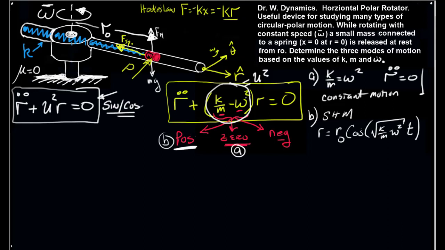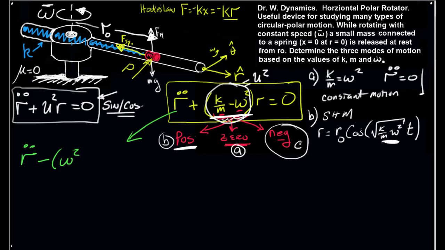Now let's take a look at the third case, C, where it's negative. For the case where it becomes negative, we have an interesting problem here, is that we're often taking square roots of this, and we can't take a square root of that negative number. So to deal with that, let's just rearrange this slightly. So we'll write it as r double dot minus omega squared minus k on m, r equal to 0.